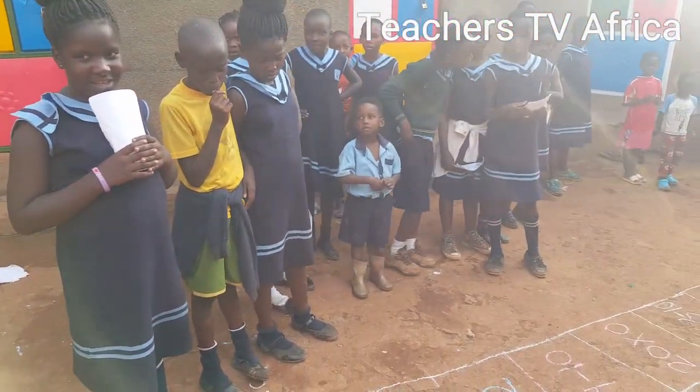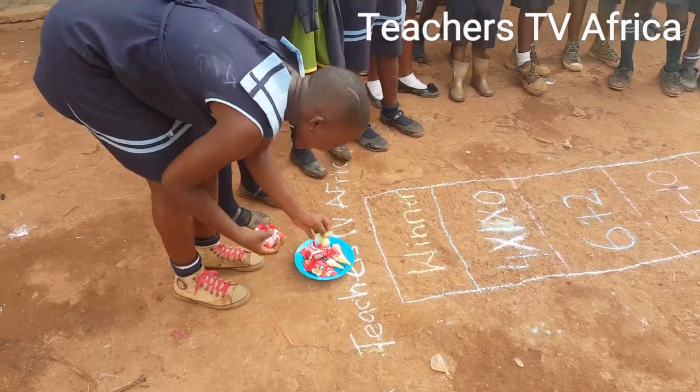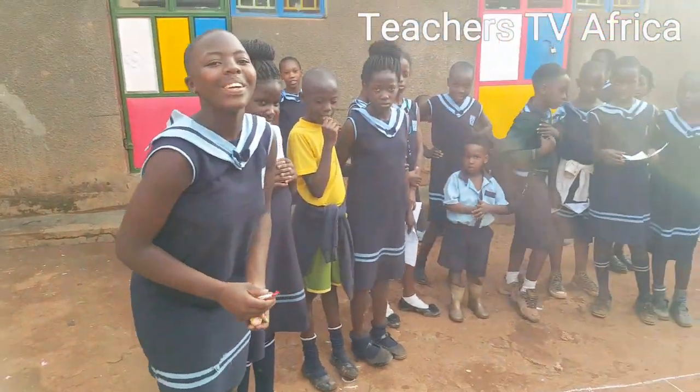Ama, you take something. You take 2 biscuits and 2 cones. Thank you, teacher. Hey, what about others?